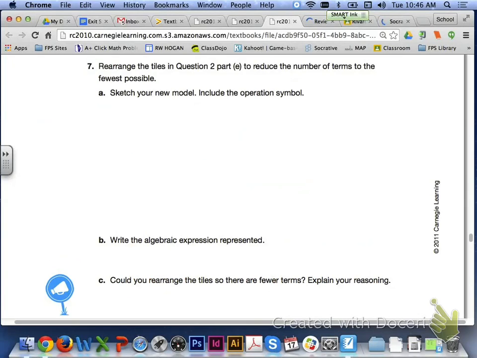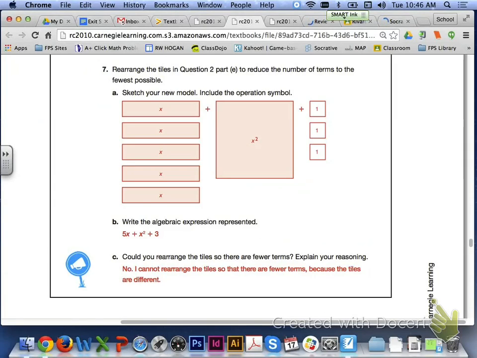And let's finish up doing the same thing for number 7 for question 2, part E, to reduce the number of terms to the fewest terms possible, letters A, B, and C for number 7. Here is what your new sketch should look like for number 7. Your new algebraic expression should then be 5x plus x squared plus 3. And again, you cannot rearrange the tiles so that there are fewer terms because the tiles are all different.